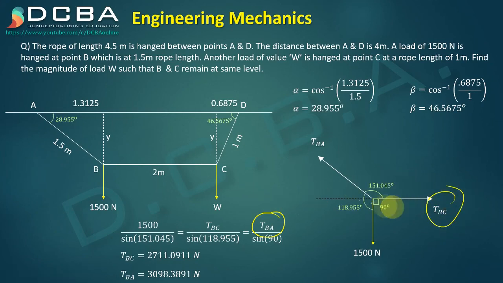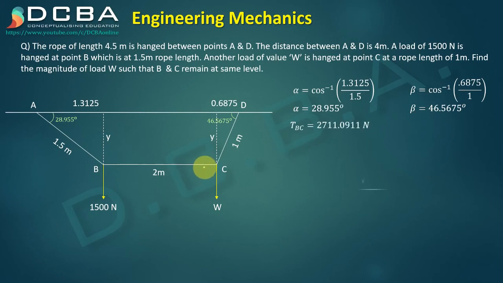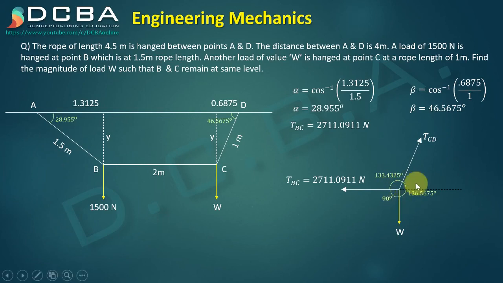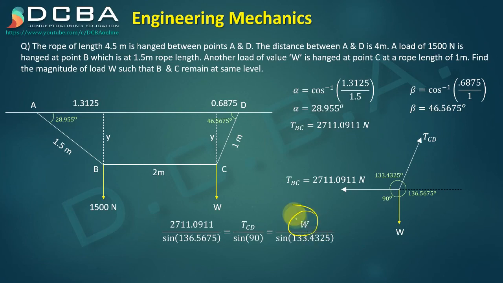Now after finding this T_BC, I can apply my Lami's theorem at point C, where this angle is beta. This is 180 minus beta. This is 90. So applying Lami's theorem to this, we can find W. W comes out to be 2863.6429 newtons.